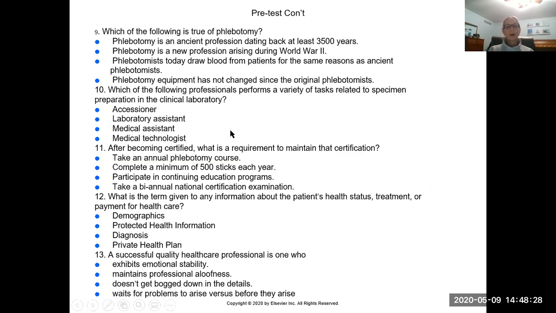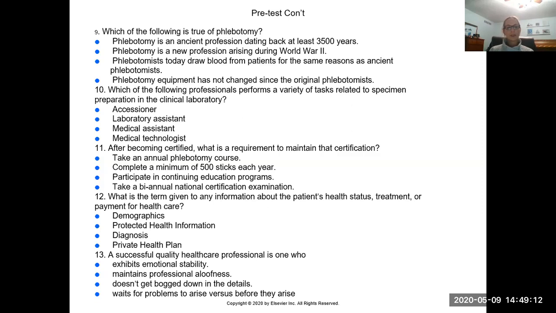Which of the following is true of phlebotomy? Believe it or not, phlebotomy is an ancient profession dating back at least 3,500 years. That's crazy, isn't it? Which of the following professionals perform a variety of tasks related to specimen preparation in the clinical lab? It would be the first one, assessor. After becoming certified, what is the requirement for you to maintain your certification? It is to participate in continuing education programs.